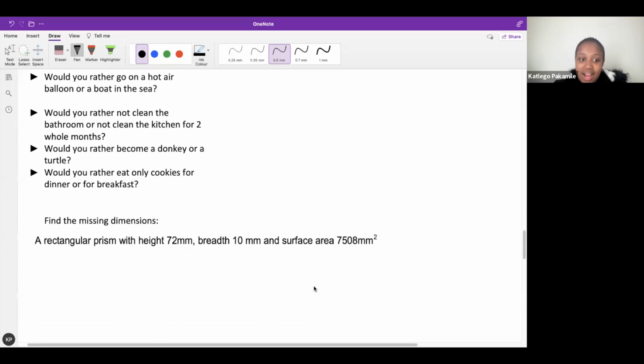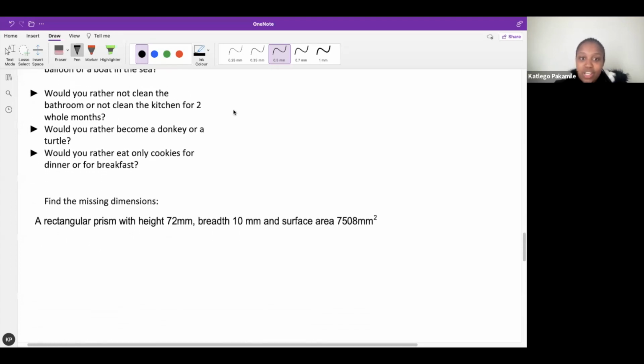Now, I am giving you information. There is no shape, but you can still solve this. So I'm saying find the missing dimensions. A rectangular prism has a height of 72 millimeters, a breadth of 10 millimeters, and a surface area of 7,508 millimeters squared. So which dimension is missing there? This is good stuff. Which dimension are we missing there, guys?